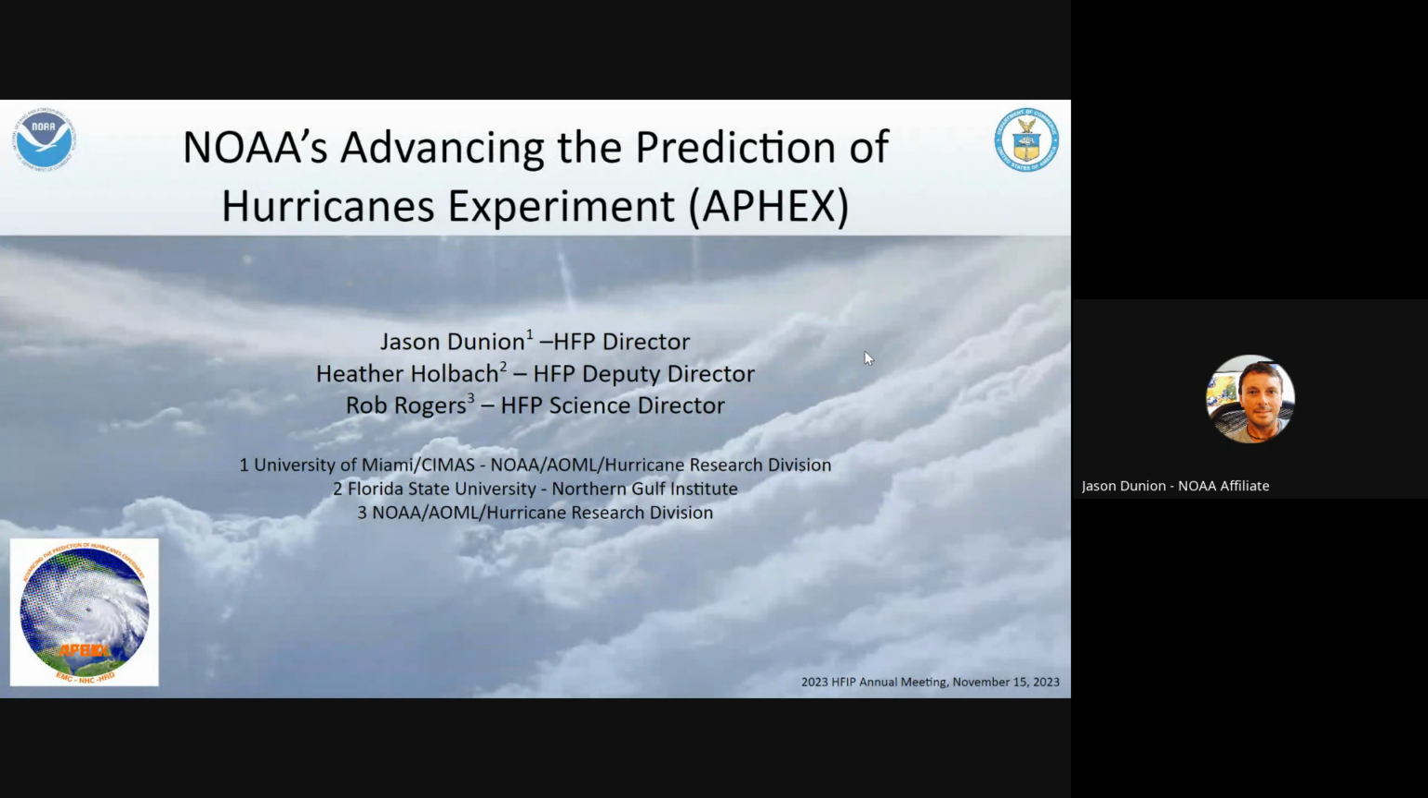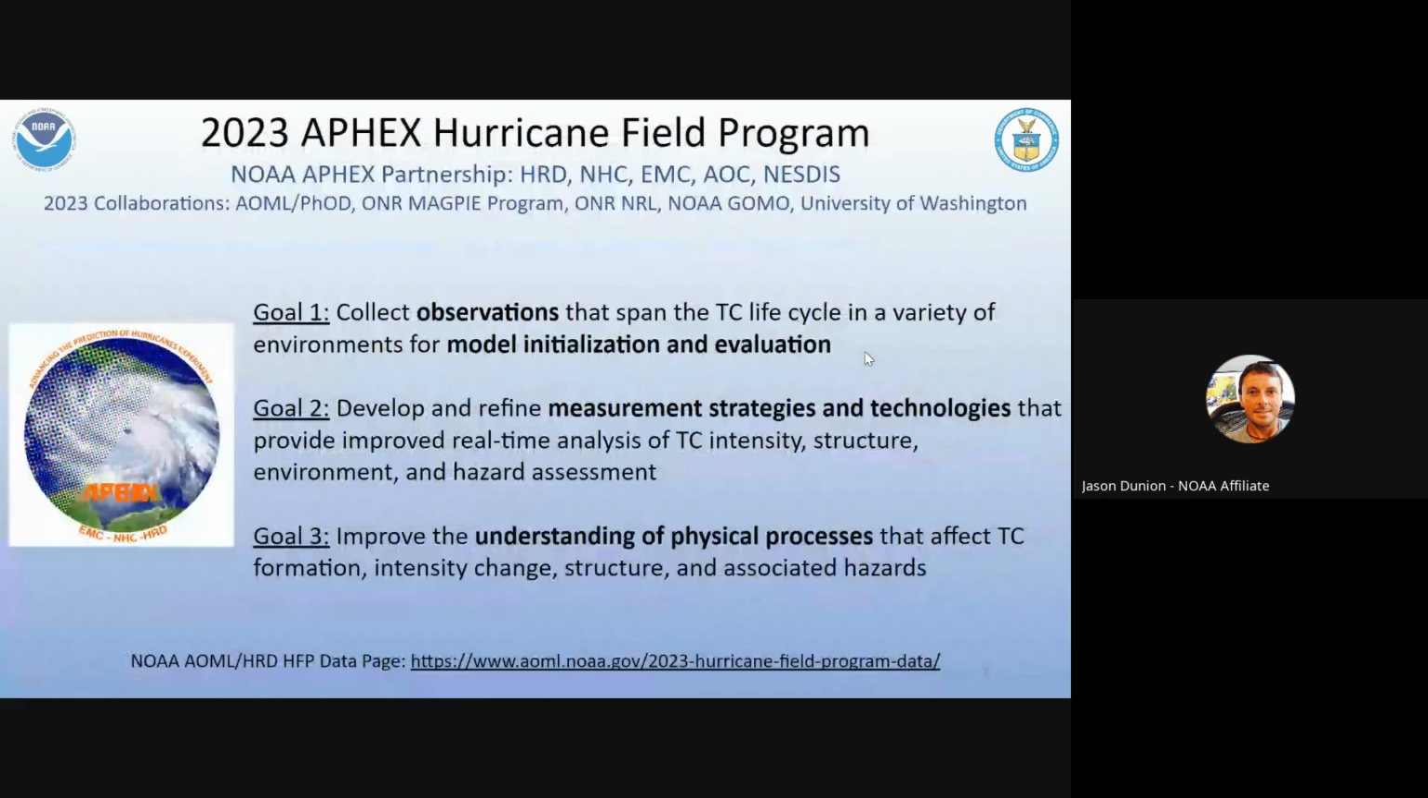Yes. Okay, sounds good. So I just want to acknowledge Heather Hublock and Rob Rogers, just giving an overview of the AFEX efforts this year, what we flew and the kind of observations that we collected. Next slide. So AFEX is a partnership between several NOAA agencies, and we had special collaborations in 23, including PHOD, ONR, GOMO, and University of Washington, among many others. And really what drives our efforts are three goals. The first one is collecting observations that we can use for model initialization and evaluation.